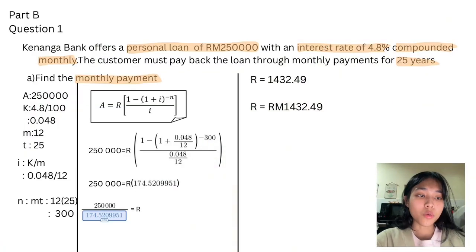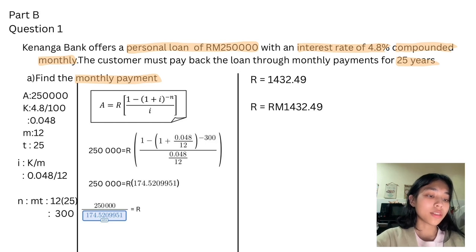We're going to do question 1 part B. Kenanga Bank offers a personal loan of 250,000 with an interest rate of 4.8% compounded monthly. The customer must pay back the loan through monthly payments for 25 years. The first step we have to do is highlight the keywords. Loan of 250,000 is A.